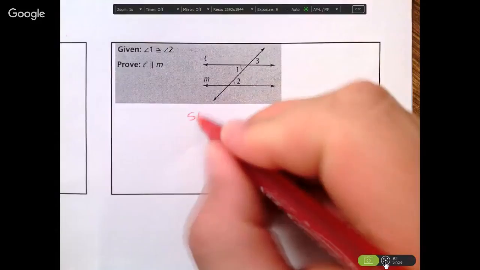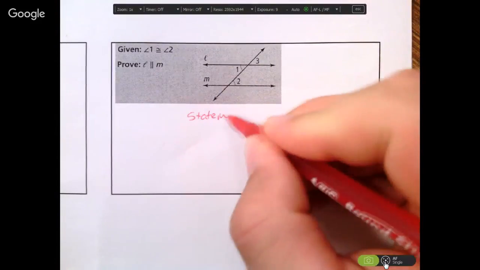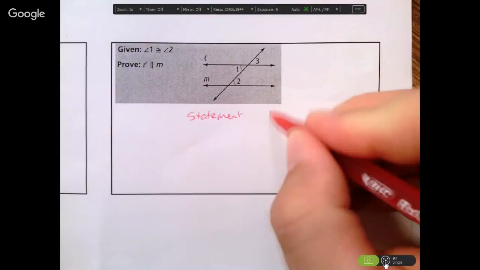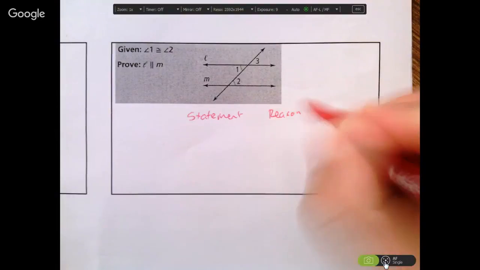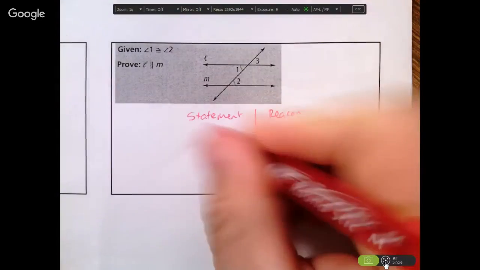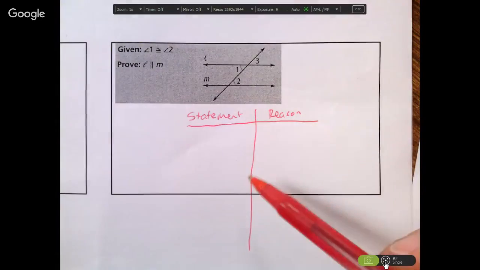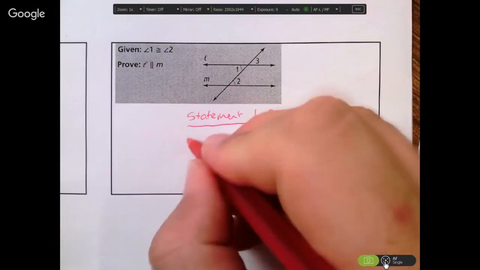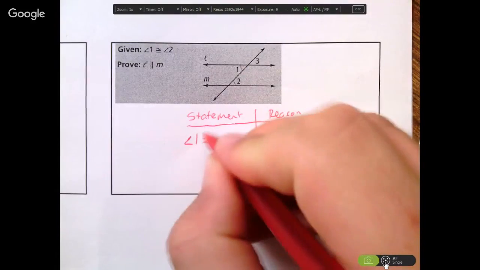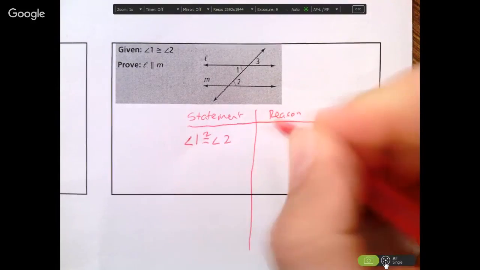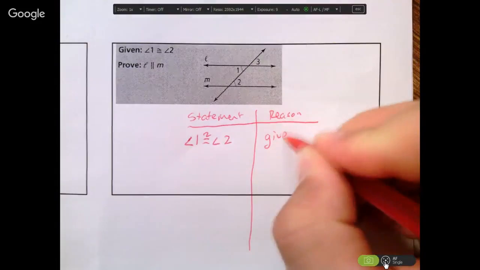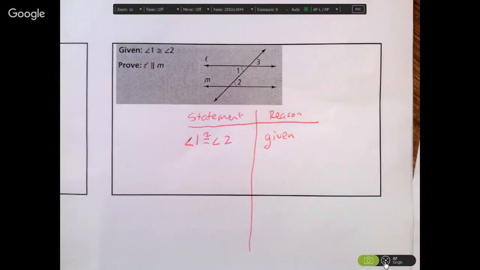with a statement and reason. Okay, so when I ask to do a very formal one, this is what we do. And here they're going to ask us to do some steps. Well, first off, we almost always put down the given first, that angle 1 is congruent to angle 2.